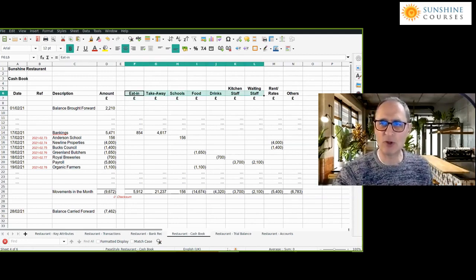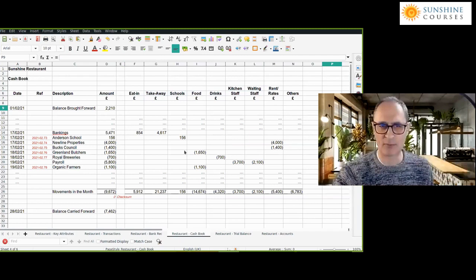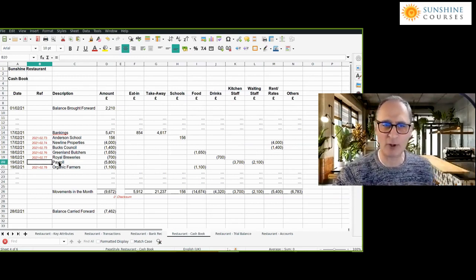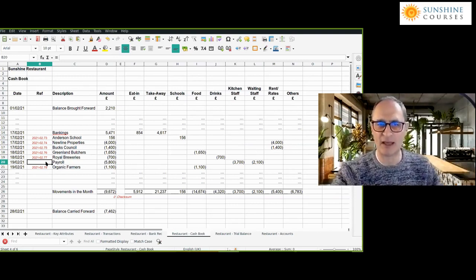But these categories are all the categories that we picked out when we were deciding what are the key attributes of a restaurant. So I've got my audit trail, so I can go back to find the individual transactions if I want to. Notice here on the payroll, I haven't got an audit trail. That's because I've got a whole file for payroll. I don't need to have a separate audit trail. It's very obvious where I keep it.